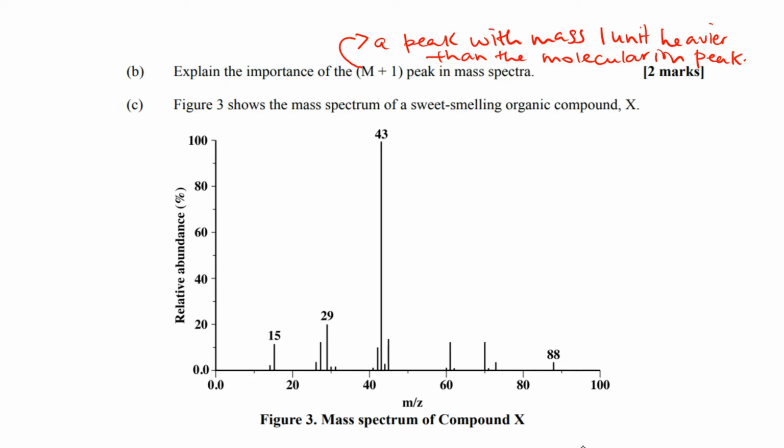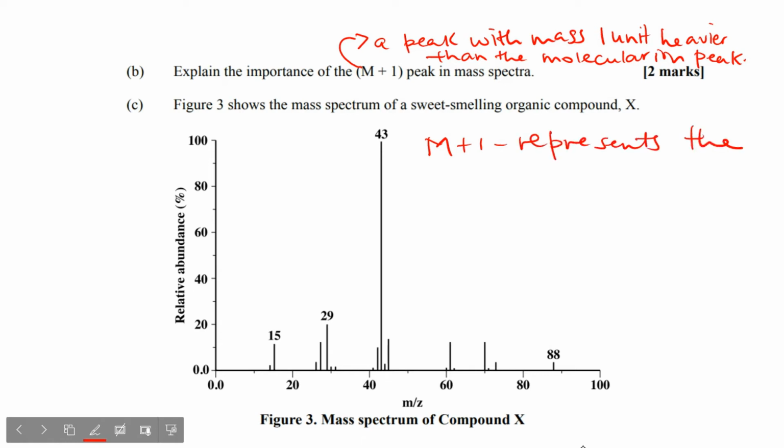So where should I write this? Right. M+1 peak represents the isotopes that may be present in some of your molecules.